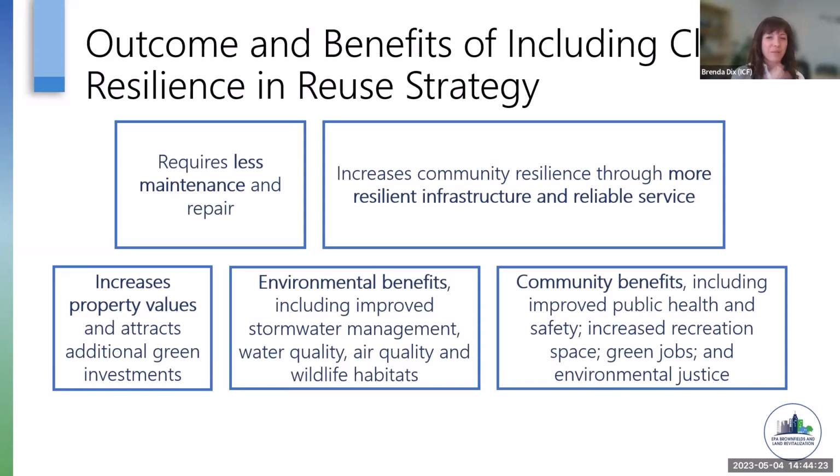So some of them that will become clearer in my examples might be improved stormwater management as you're trying to reduce flooding impacts, improved water quality, air quality, and wildlife habitats. And obviously the community benefits as well. Climate change poses major human health and public health issues. So if you can start to tackle that in your areas, you can increase recreation space, green jobs, and environmental justice as some of the co-benefits of the strategies that are commonly used for climate resilience. Next slide.